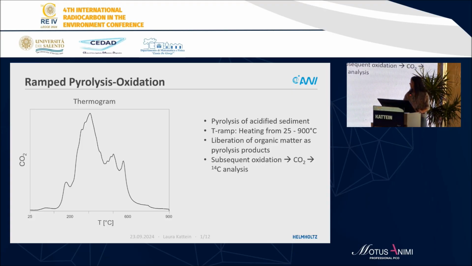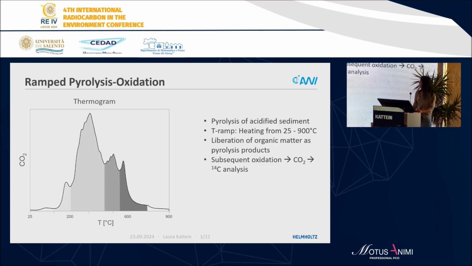You can't really see the pointer. Anyways, on the left side, you can see the result of a typical RPO run. It's called a thermogram, and what you see is the CO2 that is developed in dependence of the temperature. The underlying assumption is that labile organic matter that has a lower thermochemical stability will react at lower temperatures and also form CO2 at lower temperatures compared to organic matter that is more stable and will react at higher temperatures.